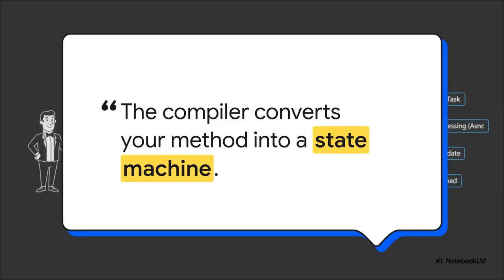This quote from C# Corner really hits the nail on the head. The compiler does not just run your code directly, it converts your method into a state machine. We need to completely shatter this myth that adding the async keyword magically spins up new background threads to do the work. It doesn't. The state machine simply orchestrates the pausing and resuming of your code. It's basically saying, hey, start this task, pause execution right here, return control to the caller, and when the task is totally done, resume exactly where we left off.